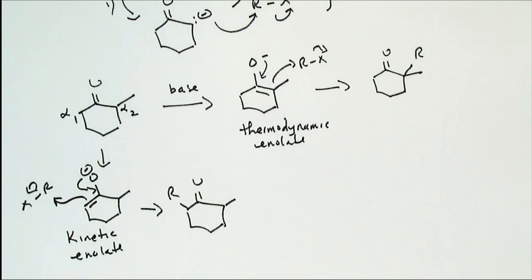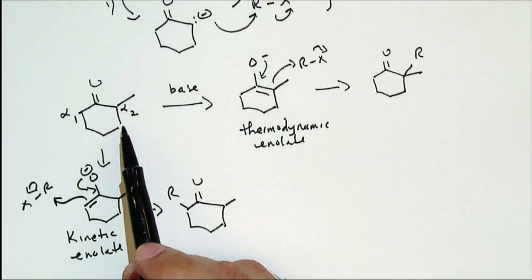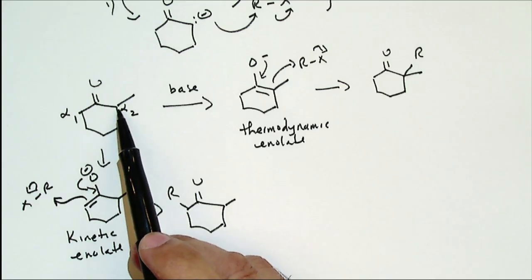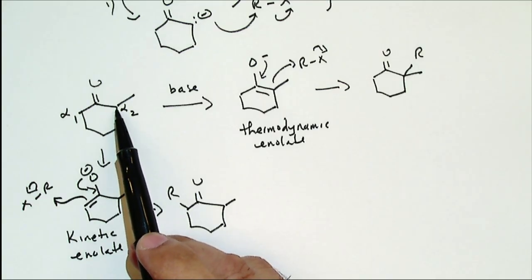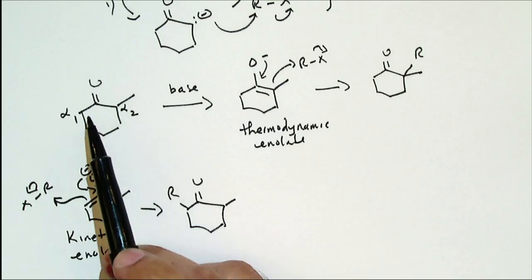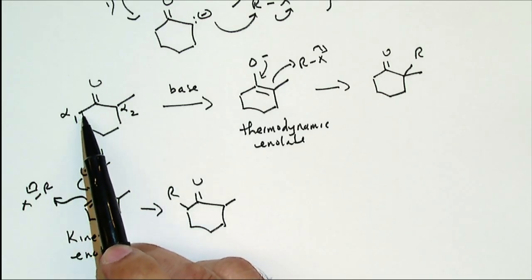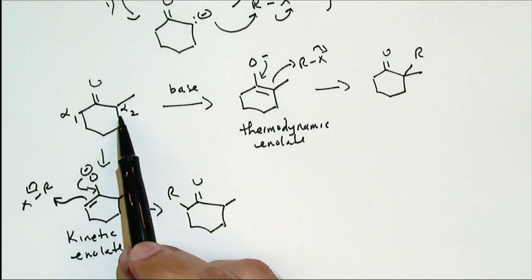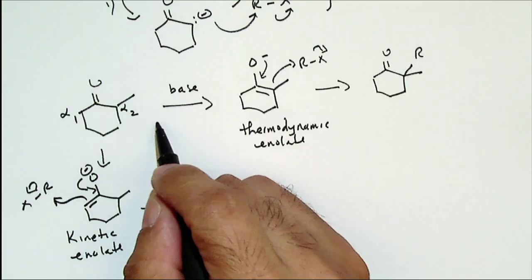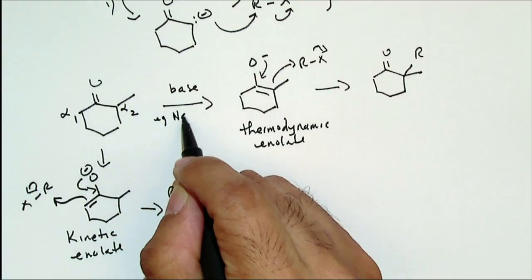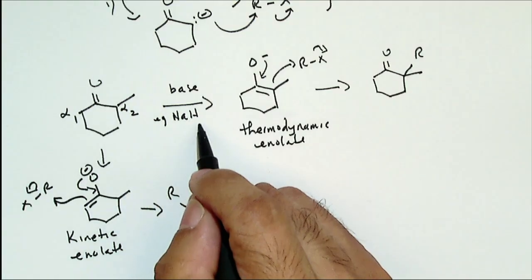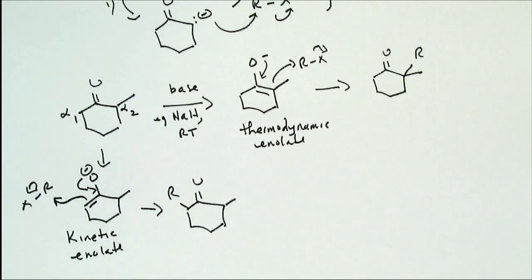So the situation is, because this is more substituted, it is less sterically accessible. Because this is less substituted, it is more sterically accessible. So if I were to use a small base, it has no problem reaching the alpha 2, and therefore I would use something like sodium hydride, which is very small, and use room temperature.